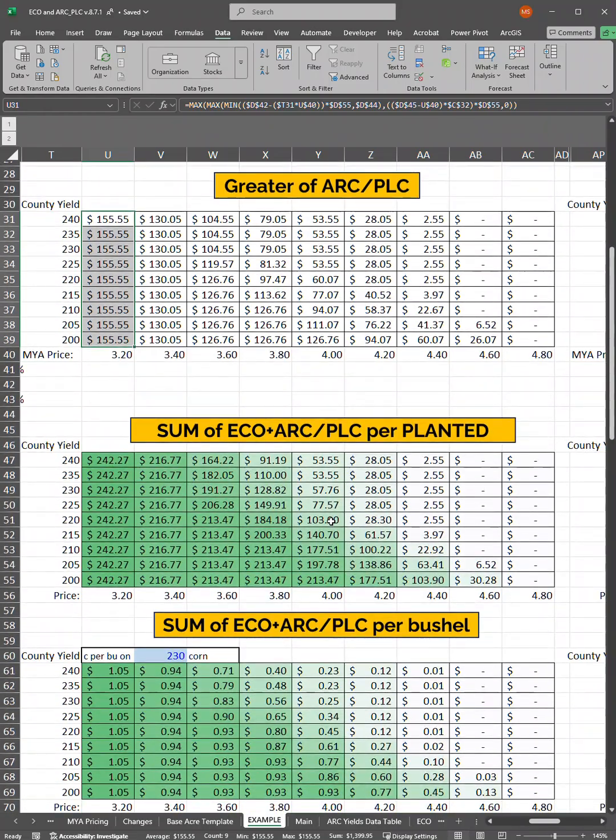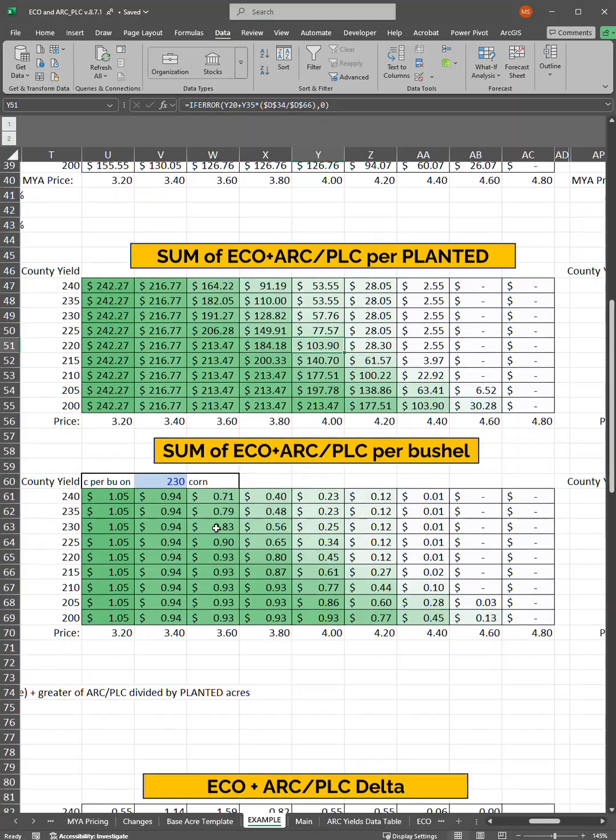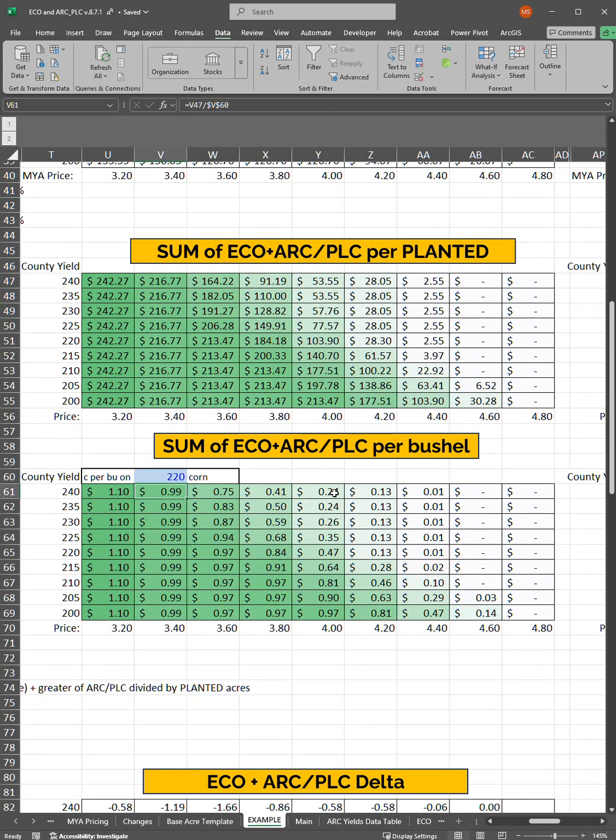So what's the sum of those two? If the market stays at $4 and we finish with a county yield of 220, I'm expecting $103 per planted acre. Now we want to make sure that's per planted acre because it's possible that you planted 1,000 acres of corn and you only have maybe 700 base acres of corn. So that's going to definitely swing the level of payouts that you can expect if your base acres are drastically different than your planted acres. We can divide that by, so let's say our whole farm average is 220 as well, to get roughly a 50-cent payment per bushel on all of our production.